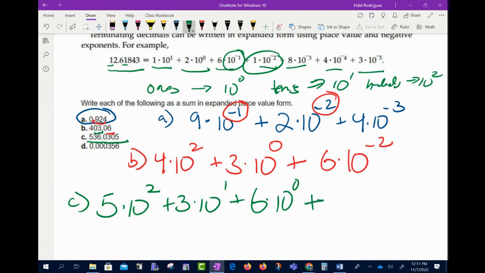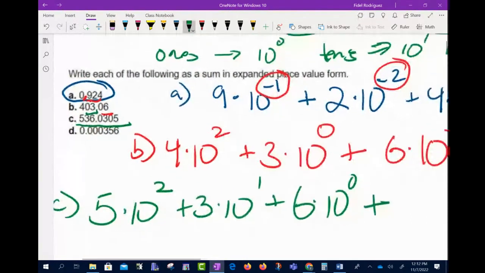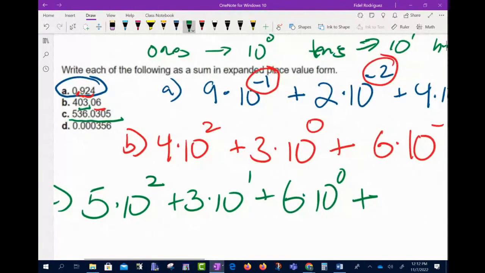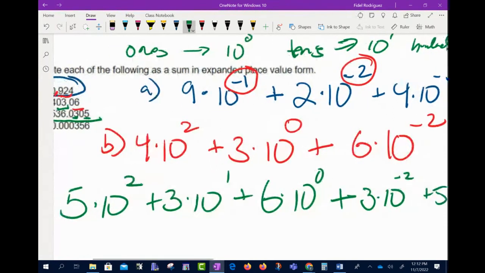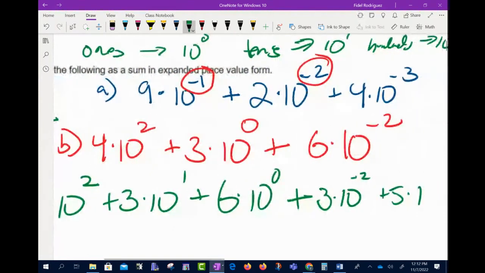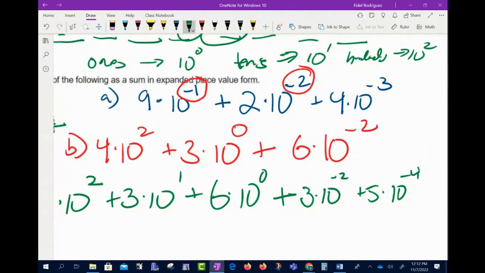Plus, now I'm going to start doing the same thing. I'm looking at the numbers, the non-zero numbers, y'all. So when I'm going to zoom in just a tiny bit right here, okay? I'm looking at the non-zero numbers. So I'm looking at the 3 and I'm looking at the 5. When I look at the 3, since I'm 2 spaces to the right, it's going to be a -2. And then when I look at the 5, because I'm 4 spaces to the right of that decimal point, it's going to be a -4, right?